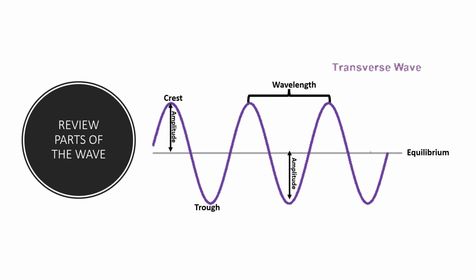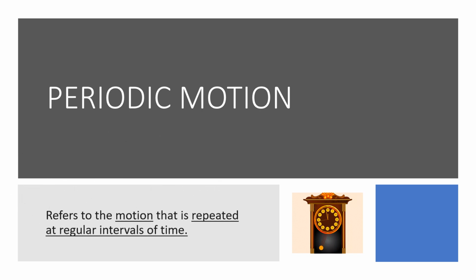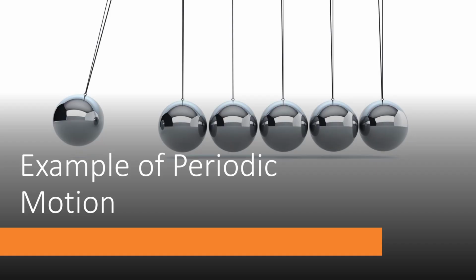So those are the parts of the wave. It is very important, because later you will use this in understanding our lesson for today, which is periodic motion. Now let us proceed to defining periodic motion. Periodic motion refers to the motion that is repeated at regular intervals of time. So we're talking about motion here. If the motion of an object is repeated at a regular interval of time, we call it periodic motion. For you to understand what periodic motion is, let us have an example.